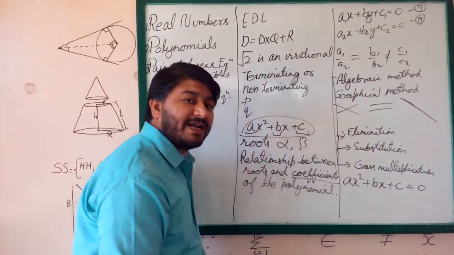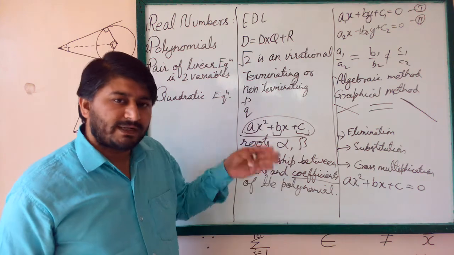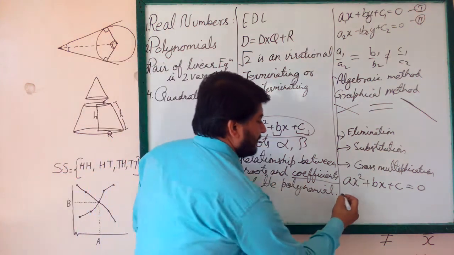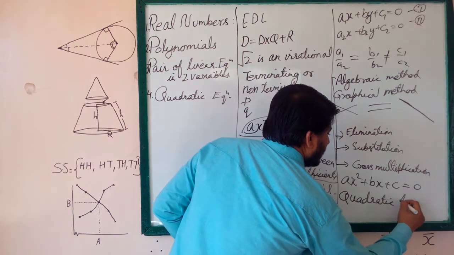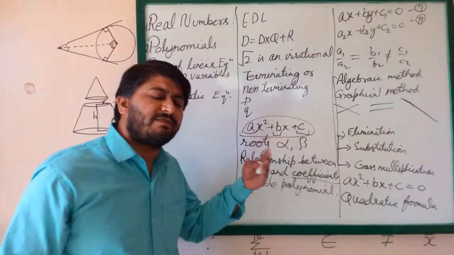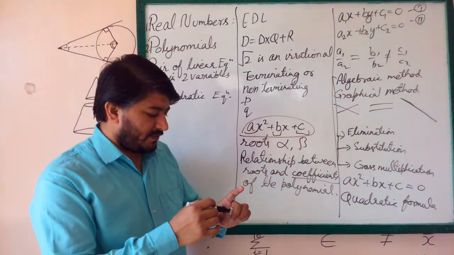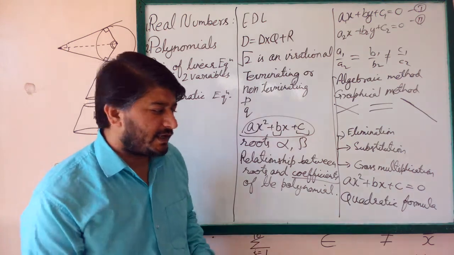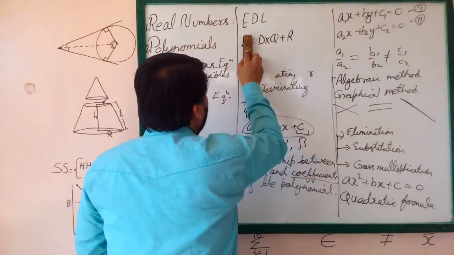The first one is the factorization method that you have already done in previous classes, and the second one will be a new method for you, that is the quadratic formula. This is a direct formula with which you can find the roots of this quadratic equation. And also you will be finding the nature of roots of this quadratic equation.